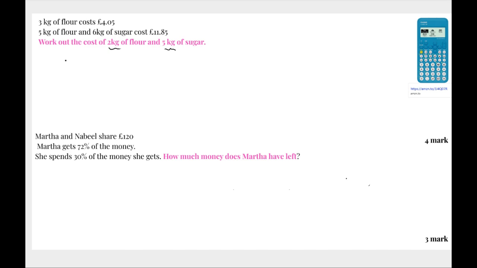Now, what we're going to do first is find out what 1 kilogram is, and we're going to work on the flour. So 3 kilograms costs £4.05. And to get 1 kilogram, we're going to divide this by 3. So we now know that 1 kilogram is equal to £1.35.